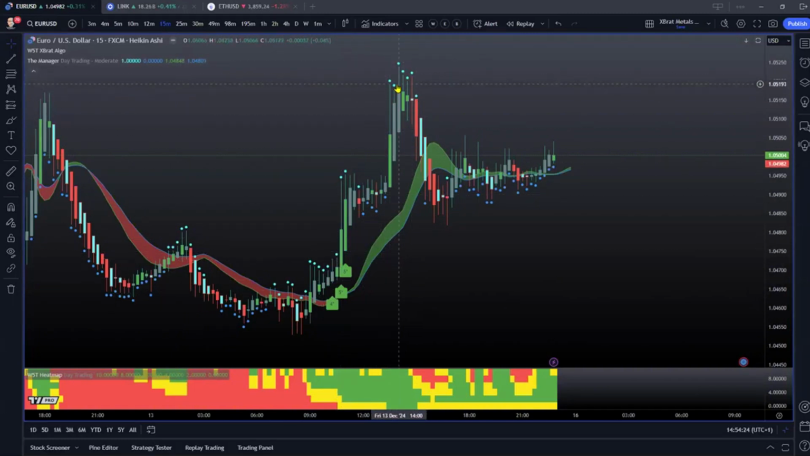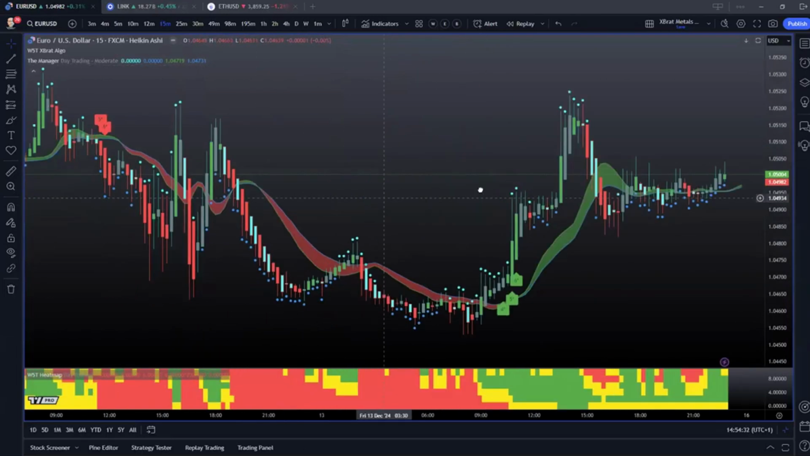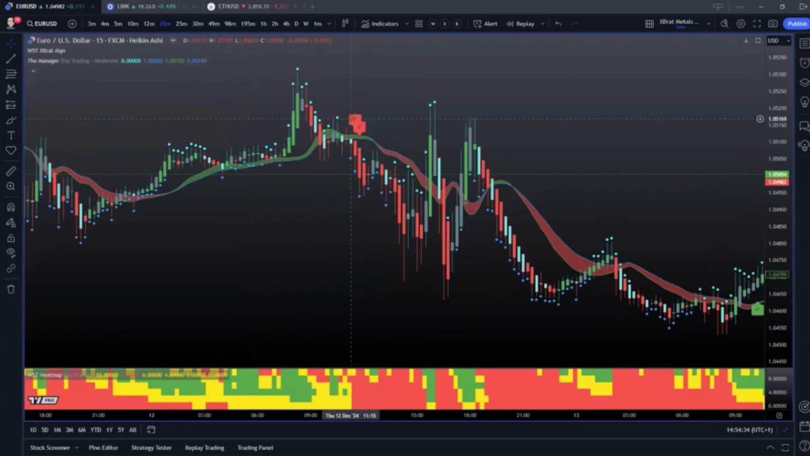I've got the manager on here as well, so we can see we've got these dots up above, so that's higher than average volume, and the dots down below are lower than average volume. And then we can see shorts is exactly the same. 5-star sell, we're 5 out of 6. 6-star sell, we're 6 out of 6.